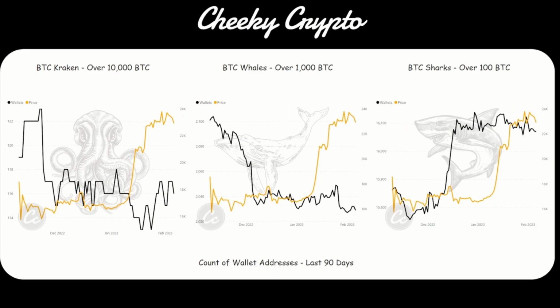When we take a look at our wallet counts for Bitcoin, we can, of course, see that big money is still coming out of their positions. You can see the sharks here, over 100 Bitcoin, coming down over the last couple of days. You can see the same thing with the whales at over 1,000 Bitcoin coming down over the last few days. And again, you can see the Kraken, over 10,000 Bitcoin, coming down.